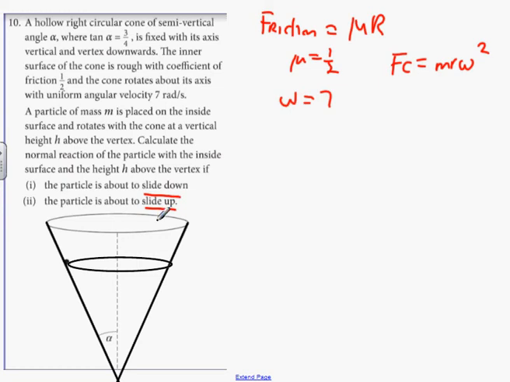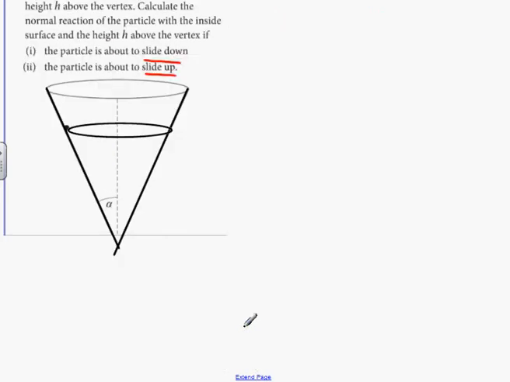Now, can anybody tell me the difference between sliding down and sliding up? Sliding down, acceleration is lower, and sliding up, acceleration is higher. Well, it can be an acceleration in either direction. It doesn't necessarily mean higher or lower. For example, accelerating up by 1 or accelerating down by 1. The magnitude is the same, but it's either going down or up.